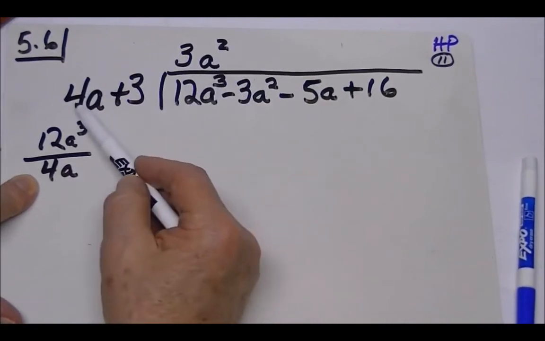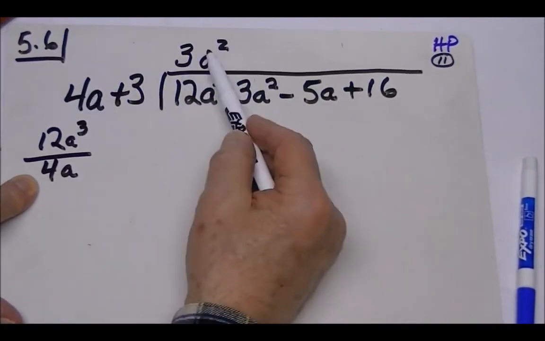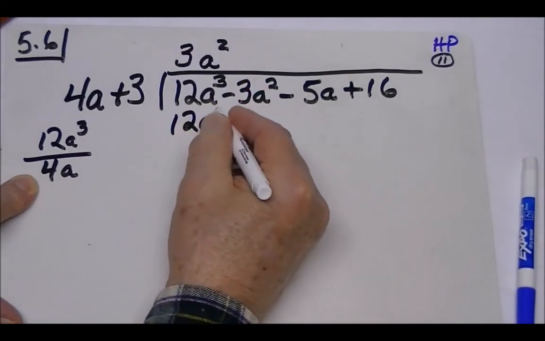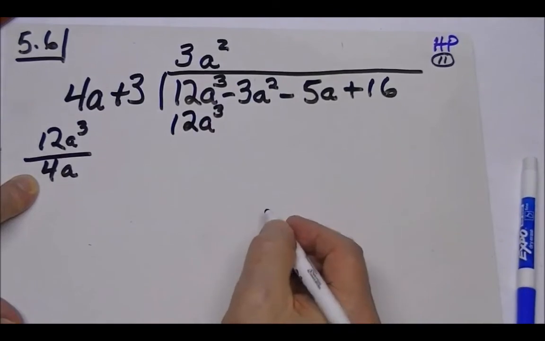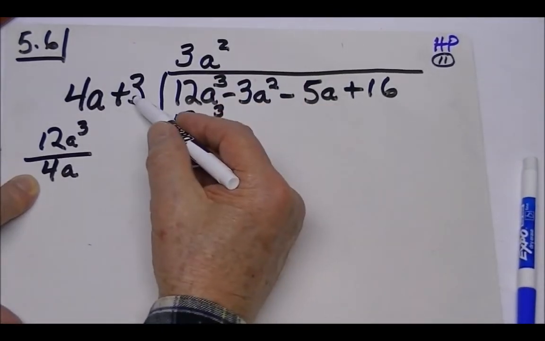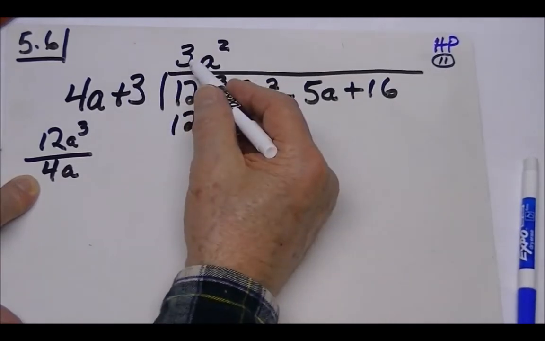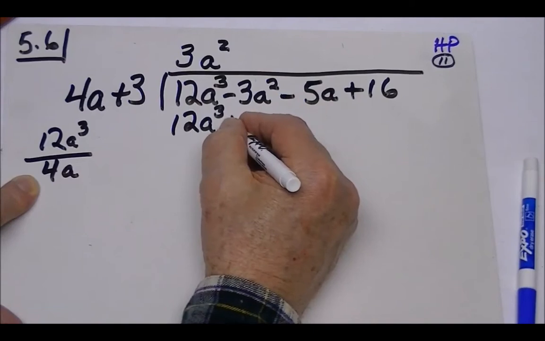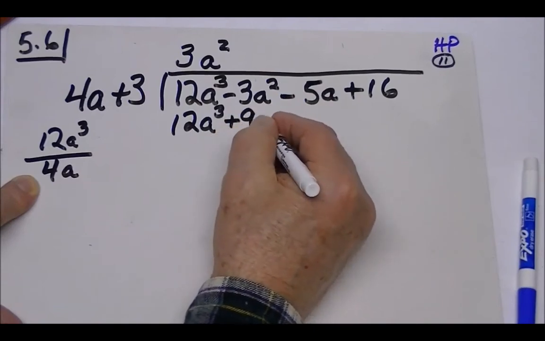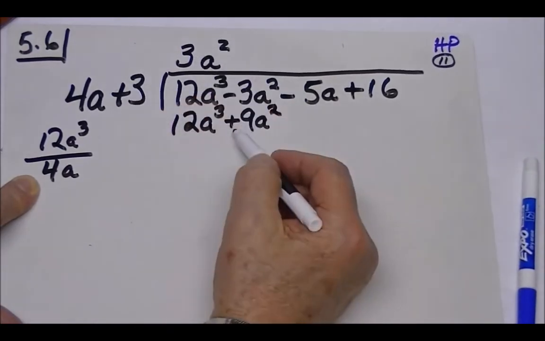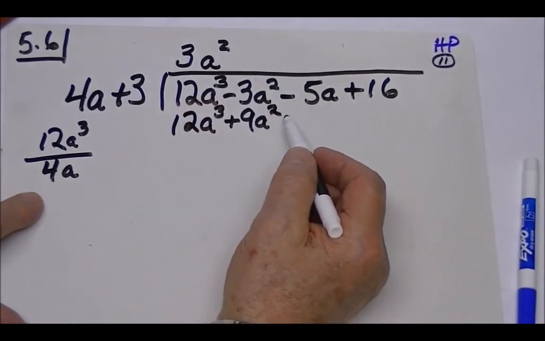Now the rule is you multiply this first term here by this, and you're going to get 12 a to the 3rd. And that's what you want to do. Now, you're going to take this 3 and multiply it by this, and you now get a positive 9 a to the 2nd. 3 times this, a positive 9 a to the 2nd.